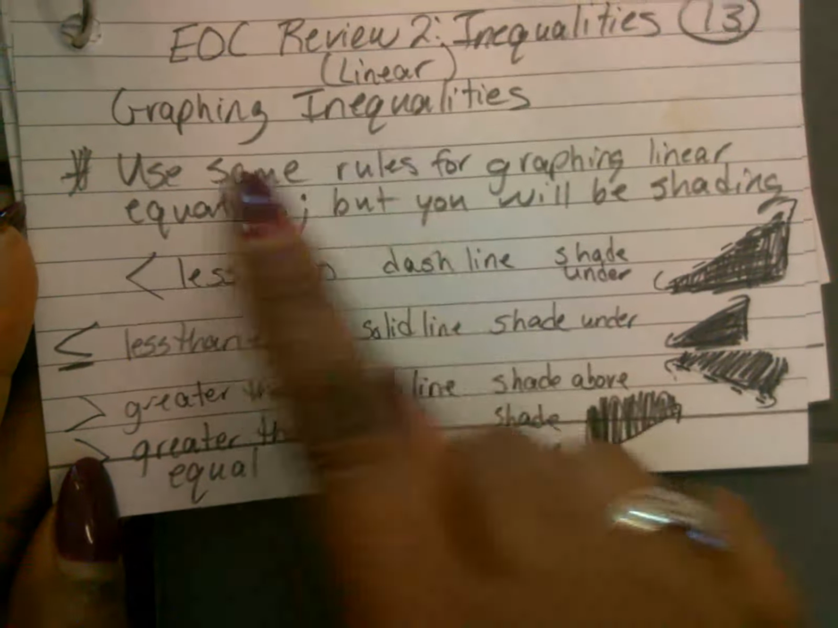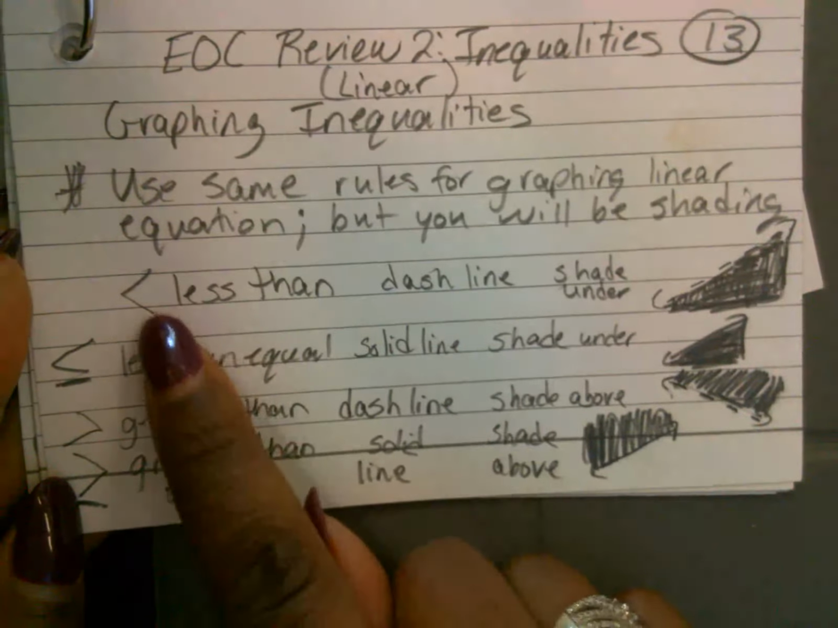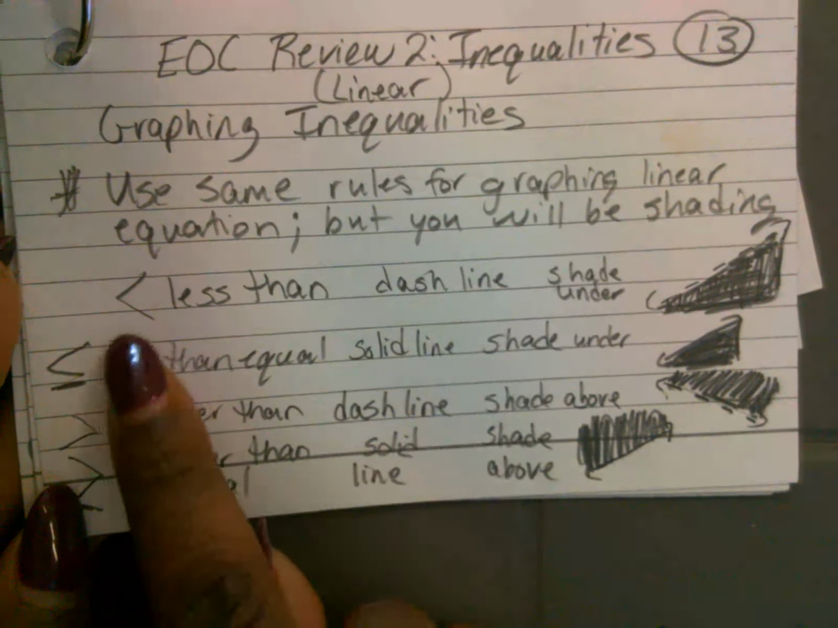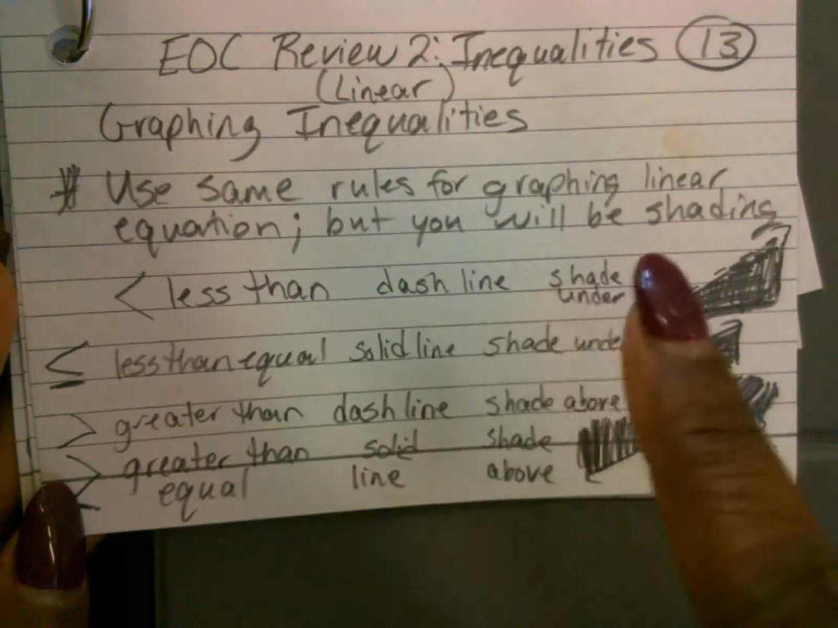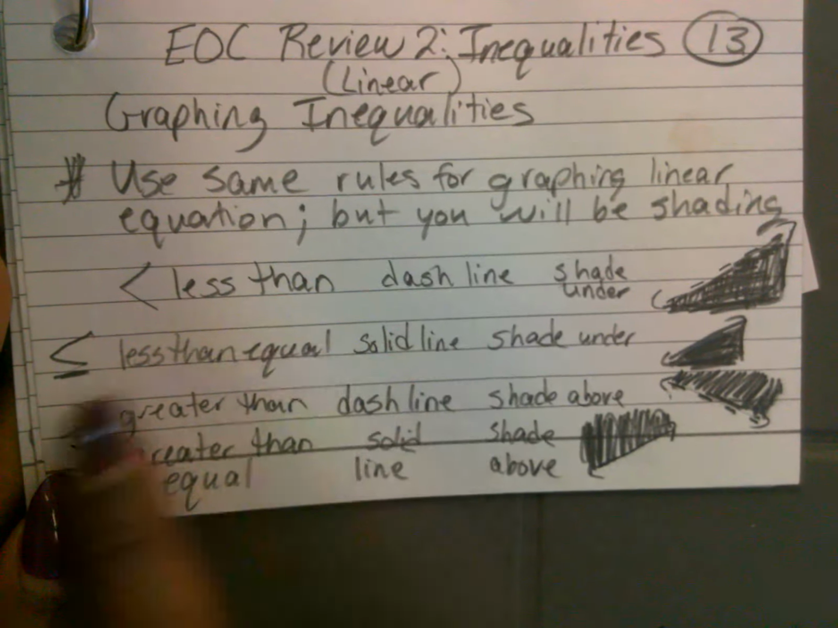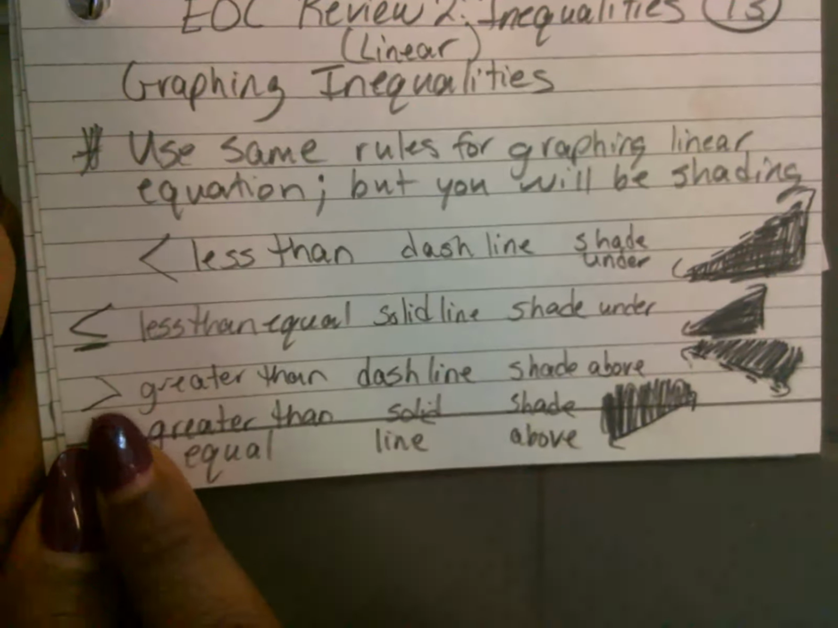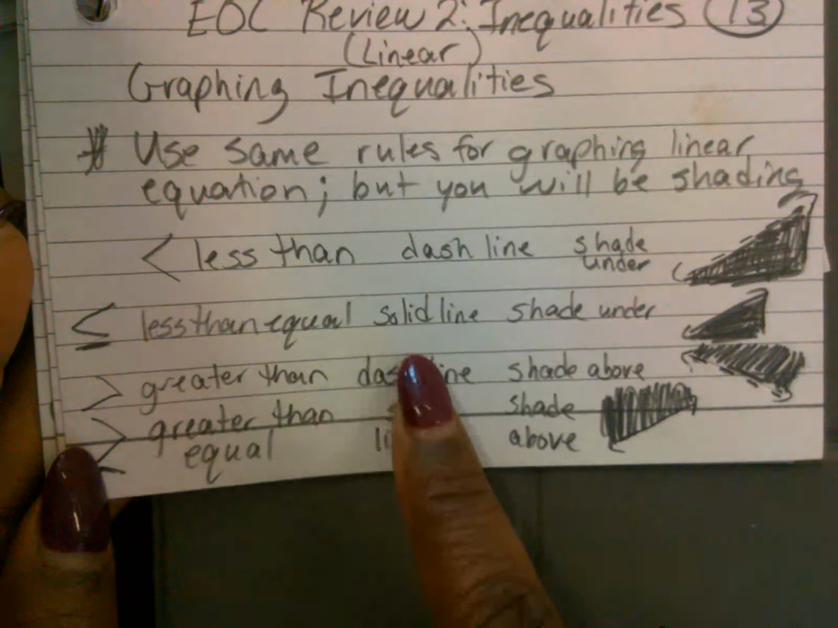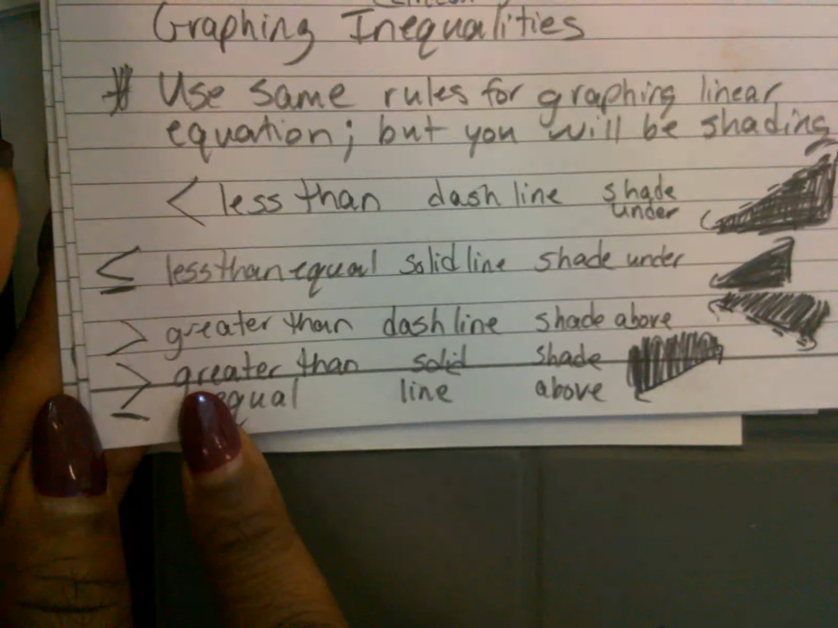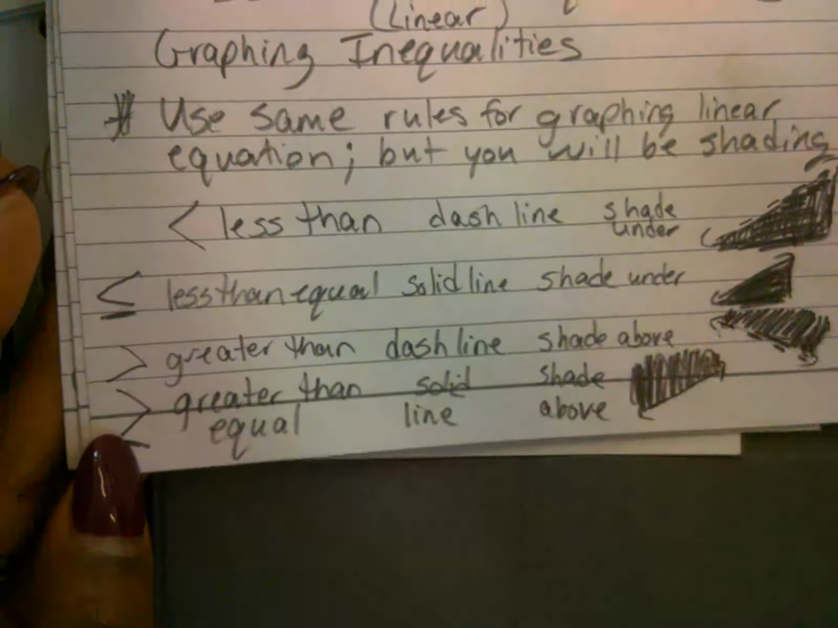Same with graphing inequalities. You follow that same procedure. The only thing that's different is if it's a less than symbol instead of an equal sign, dash line because you don't see an equal sign. Shade under the line. If it's less than or equal to, it's a solid line because of that equal to. Shade under the line. Greater than, there's no equal there, dash line, shade above. If it's greater than or equal to, solid line, shade above. Any questions?